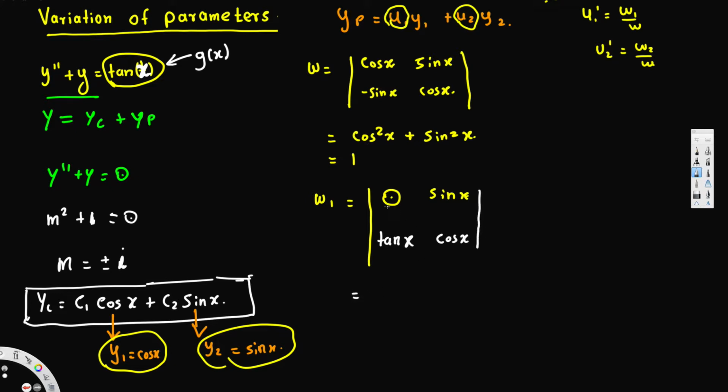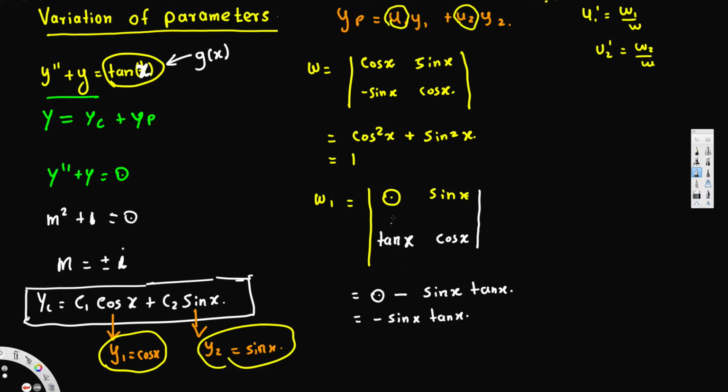Now again we have to find the determinant. ad: this one times this, 0 times cos x, that's 0, minus tan x times sin x, that's just sin x times tan x. So we can write minus sin x tan x.